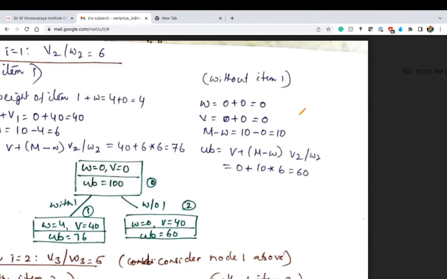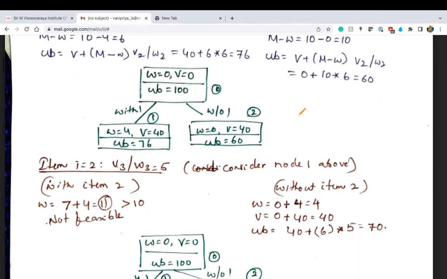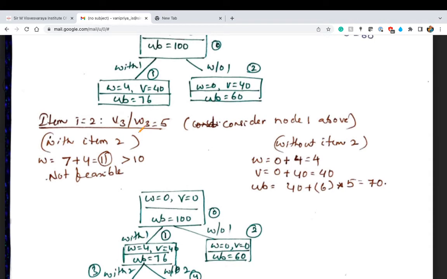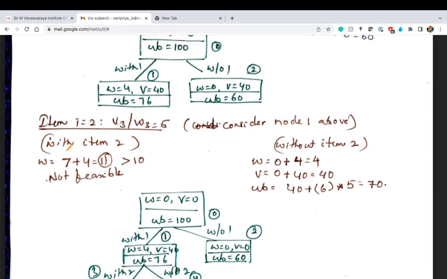Yes, the next item is i equal to 2, and here we need to write Vi plus 1 and Wi plus 1, that is V3 by W3. From the table it is 5. So we are considering node 1 above, because the upper bound is more, we are going to expand this. And with item 2, what is the weight of the second item? It is 7 in the table.